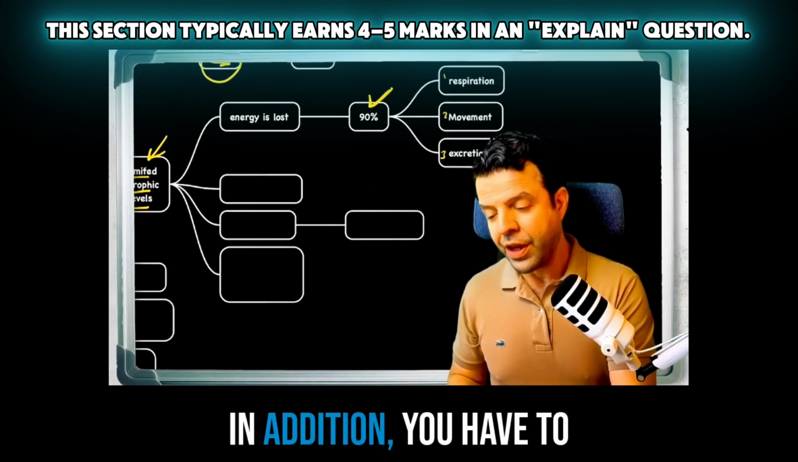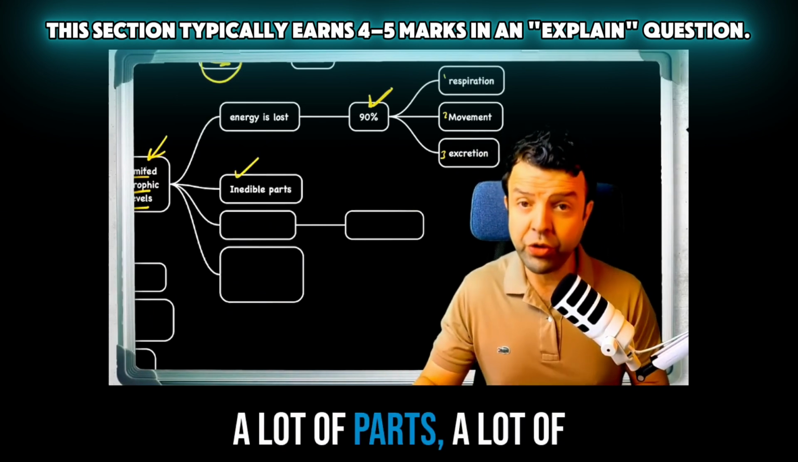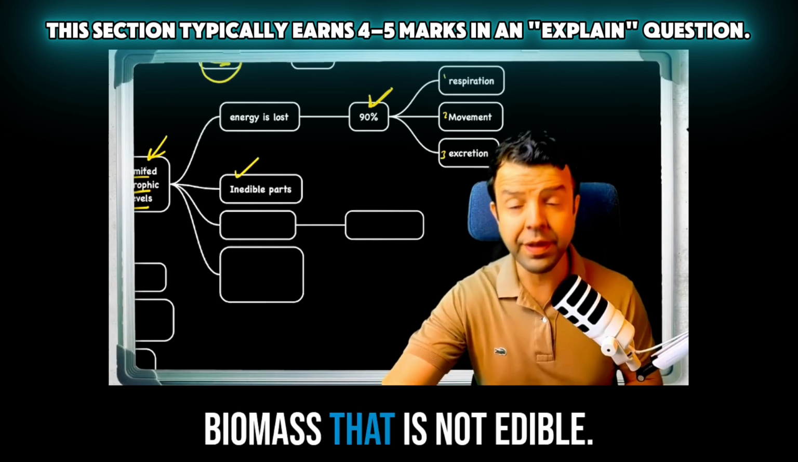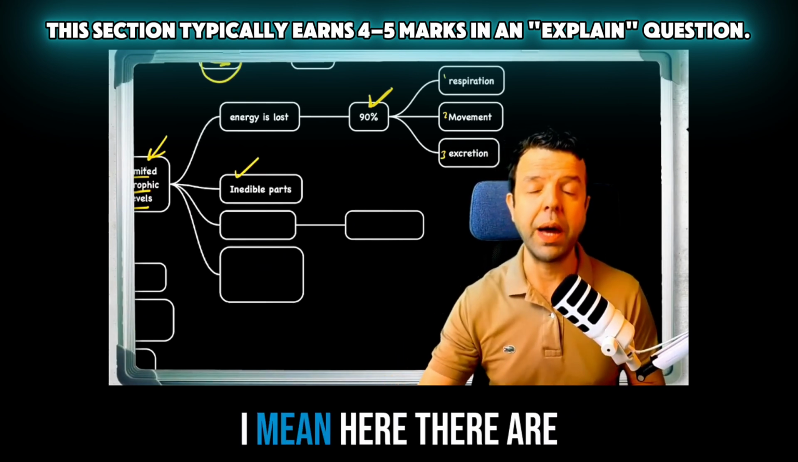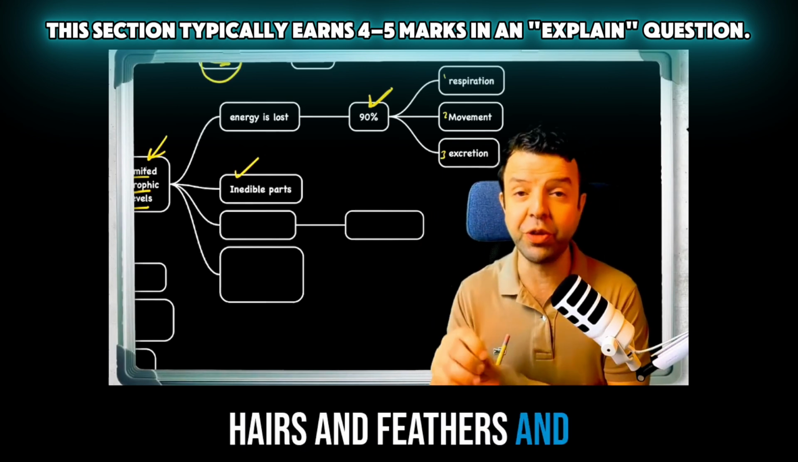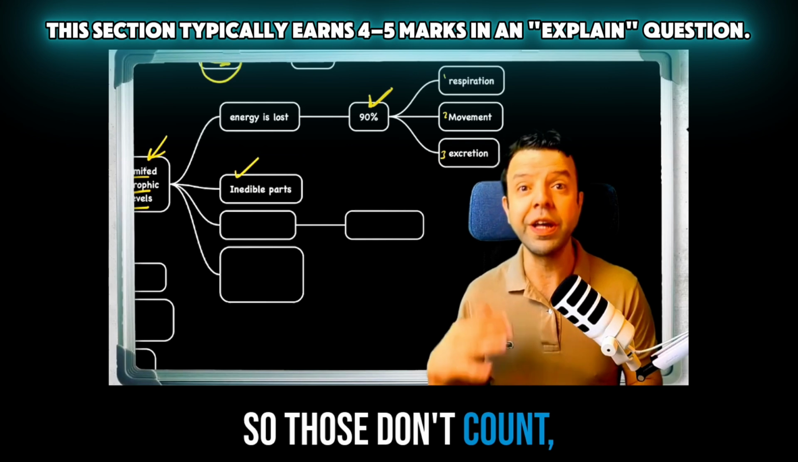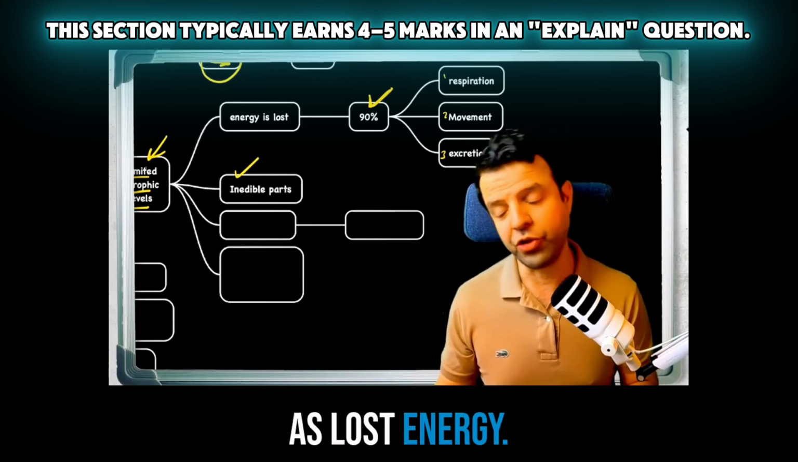In addition, you have to mention that there is a lot of biomass that is not edible. I mean, here there are parts like bones and hairs and feathers and beaks. Those are not edible. So those don't count, and that's considered as lost energy.